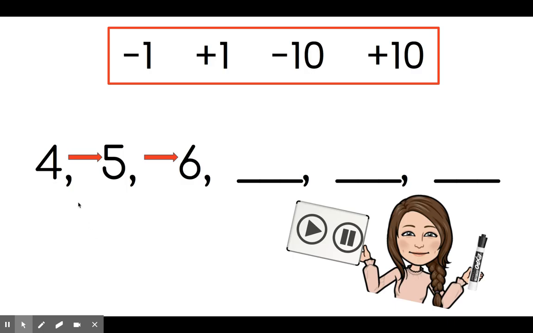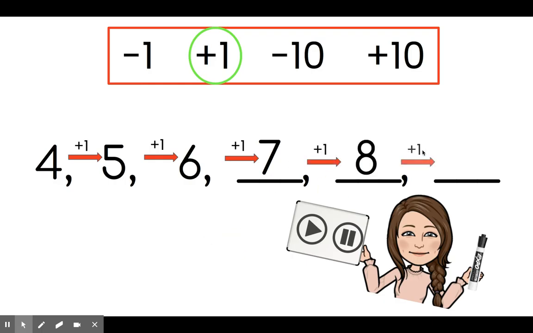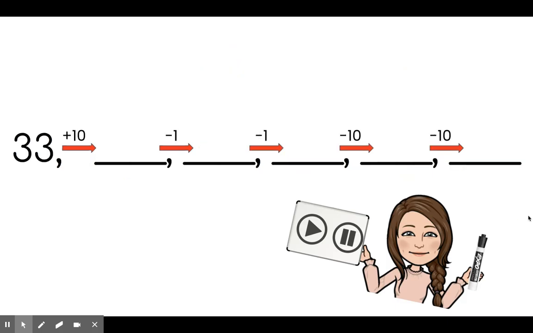Let's take a look at the pattern. 4 to 5, 5 to 6. You probably identified that we're adding 1 each time. If we continue this pattern, we'll add 1 to 6, and it will give us the number 7. 7 plus 1 is 8, and 8 plus 1 is 9. How did you do? Hopefully you were able to complete that pattern.